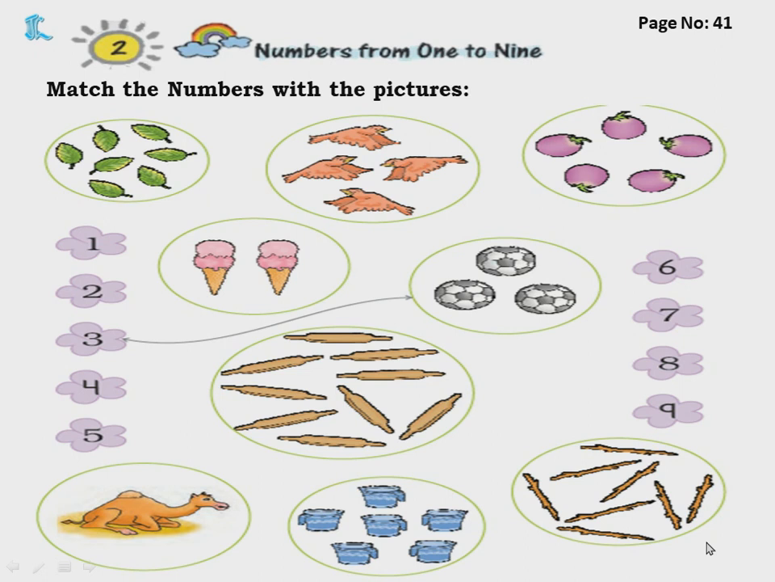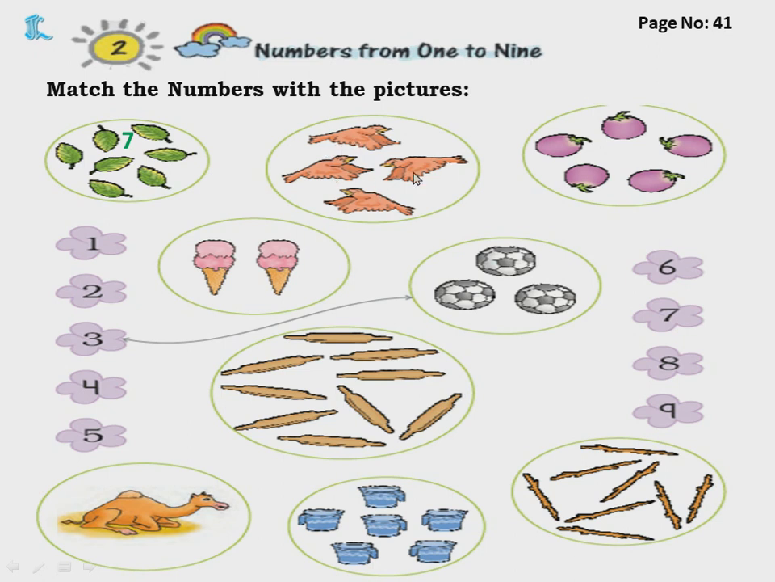Numbers you have to match with pictures, children. Okay, so for that first we will count the pictures. How many objects are there in each picture? So leaves 1, 2, 3, 4, 5, 6, 7. So how many are there? 7. Because if you count, then it will be easy for you to match with the numbers. Otherwise it will be difficult for many of the things which are having many objects.